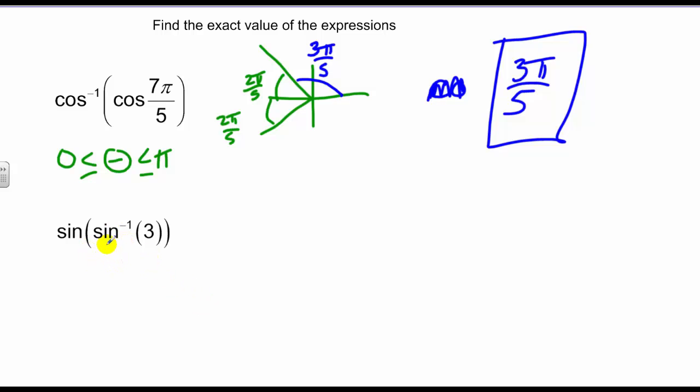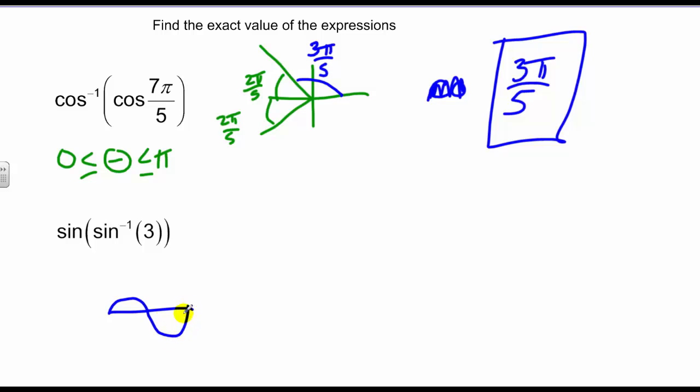Lastly, if I want to find the inverse sine of 3, now this problem is expressed differently. You'll notice every other problem we've done up to this point has had the function of an angle followed by an inverse. This has an inverse followed by the function. Well, if I want to find the inverse of 3, I've got a problem. And let me tell you why.